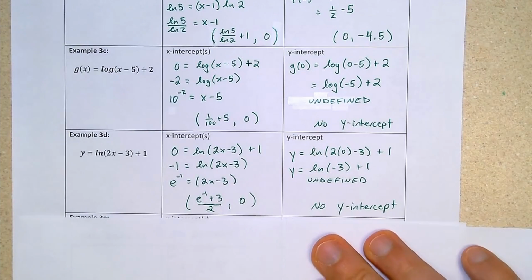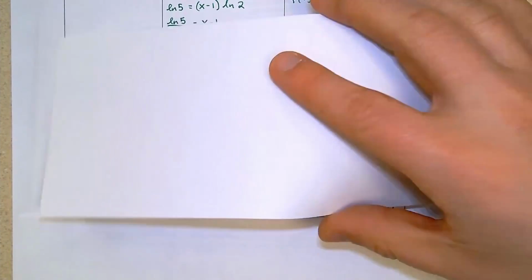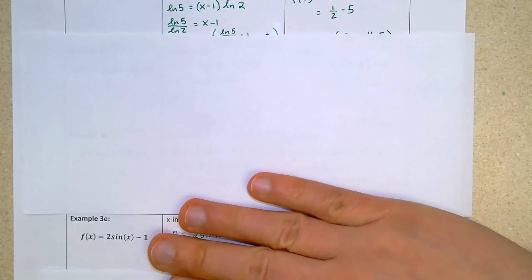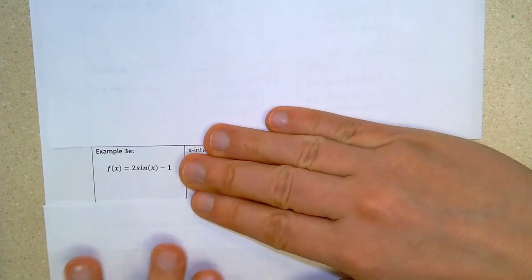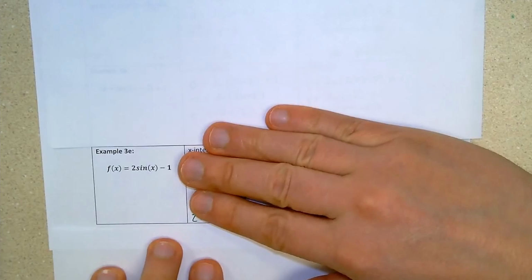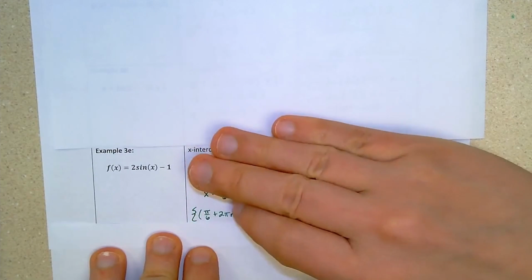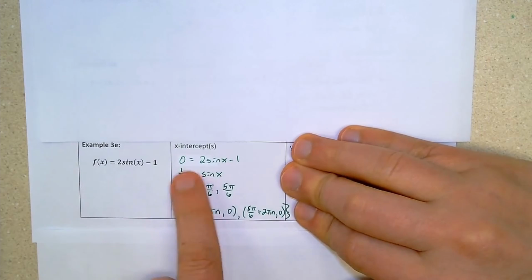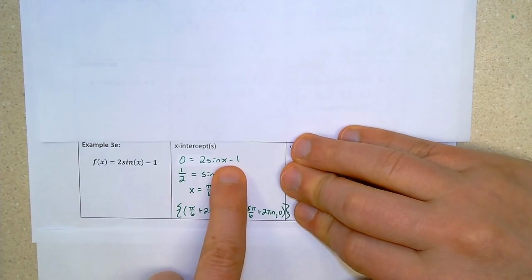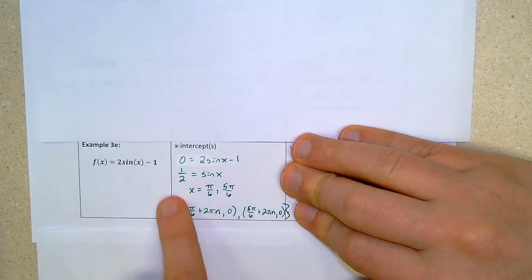Finally, on the last one, we have a trig function. We will do units on trigonometry, so this is advanced in the sense that we haven't learned trig yet. Set 0 equals the function. We do the same process. 1/2 equals sine x. We added 1 and divided by 2.